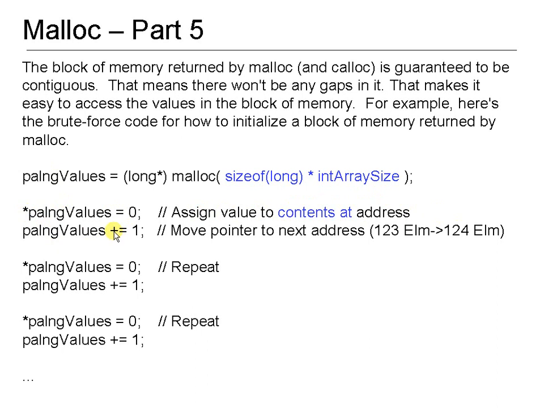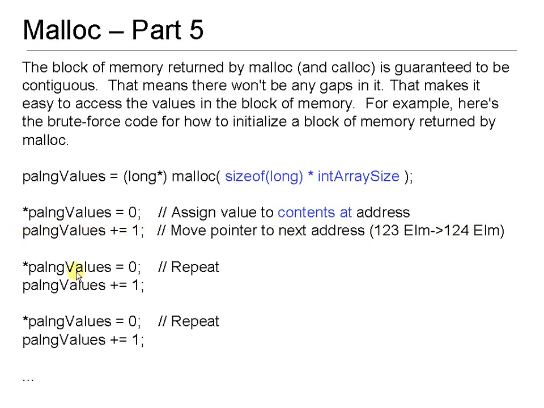Next, I increment the pointer. Notice the lack of the asterisk. That means I'm changing the address, not the contents at. So the plus 1 moves me from, for example, 123 Elm Street to 124 Elm Street. I'm going up the street one house at a time. So that's what this does right here.